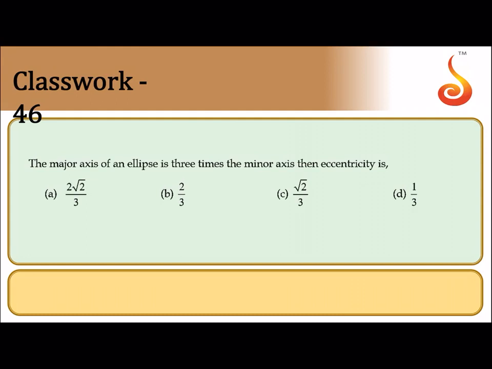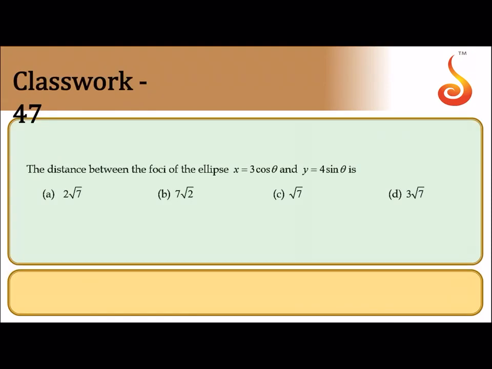46. The major axis of an ellipse is 3 times the minor axis. Same type of problem. You will get eccentricity as 2 root 2 by 3. So the major axis is 3 times the minor axis. The major axis is 2a, which is 3 times the minor axis. Minor axis means 2b. You get the relation, and eccentricity is 2 root 2 by 3. Option A is correct.